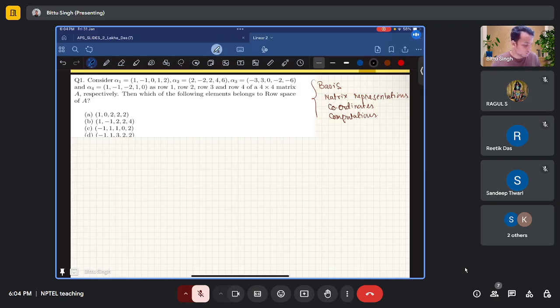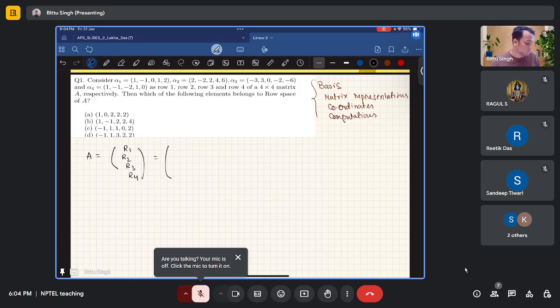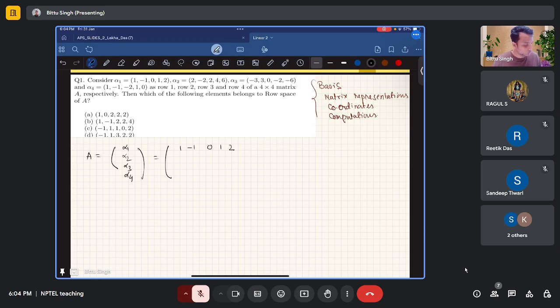So let us form the row matrix. The matrix is given as R1, R2, R3, R4. Those are four rows. So we can write, sorry, here the notation is alpha 1, alpha 2, the third row is alpha 3, the fourth is alpha 4. So this will be 1, minus 1, 0, 1, 2, then 2, minus 2, 2, 4, 6, minus 3, 3, 0, minus 2, minus 6, 1, minus 1, minus 2, 1, 0.